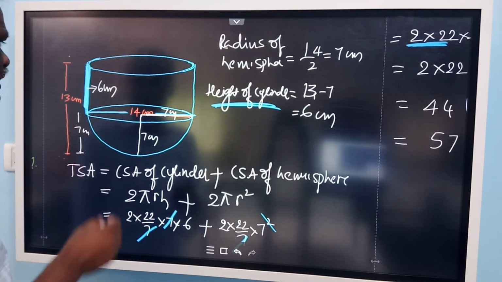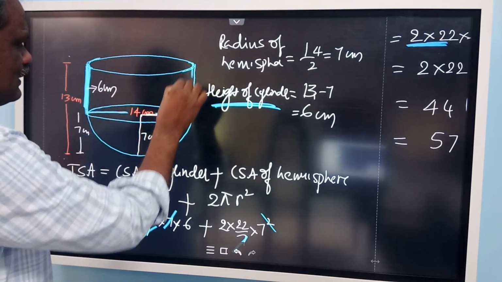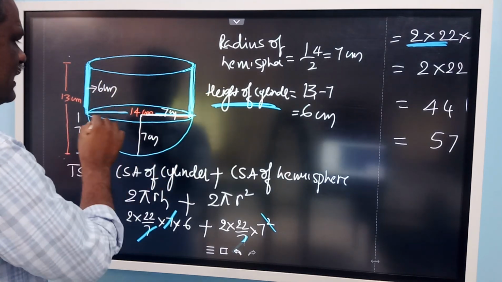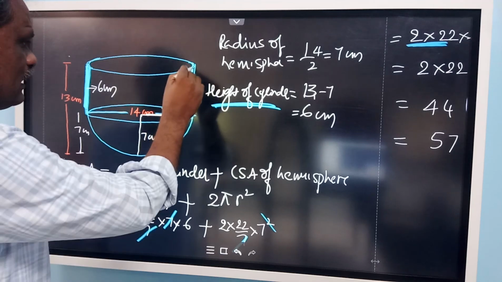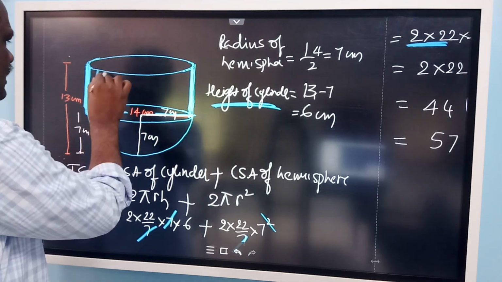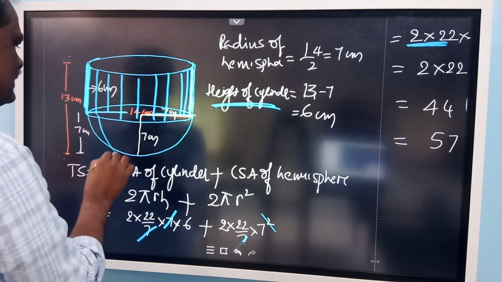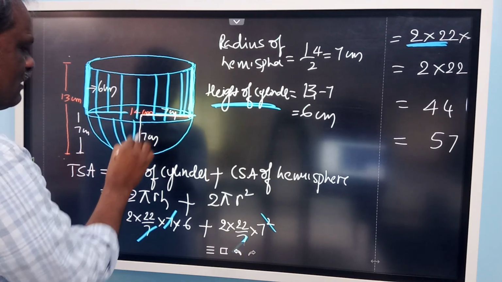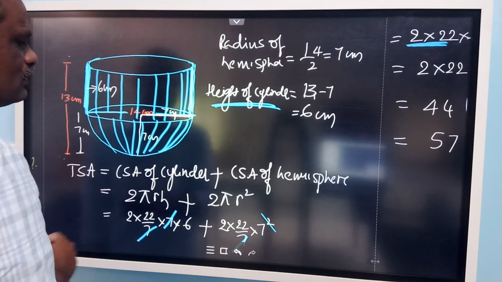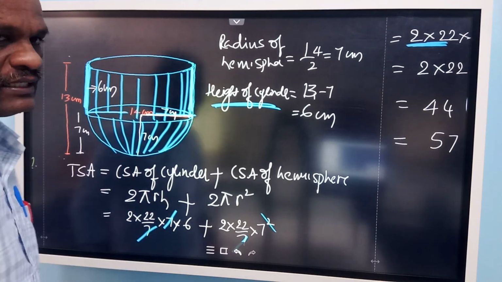See, very simple only. You should have a little sense on this. What should be added here to get the total surface area of this vessel? First you need to add the curved surface area of the cylindrical portion, then the hemispherical curved surface area of this portion. So together it gives the total surface area.